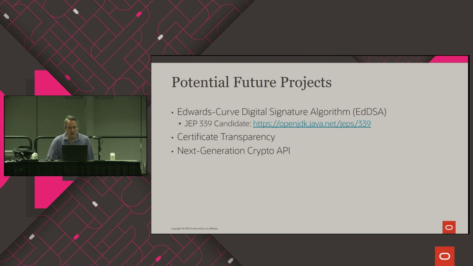And then the last thing we're looking at is a next generation crypto API. These APIs that we're all familiar with, the Cipher, the MessageDigest, and so on, were all developed over the course of 20 years. We've got new design patterns that have come about, and there might be a better way of doing things. So we're looking at whether it's possible to come up with a better API that might be a little more flexible and give you an easier way of writing things than we currently have.